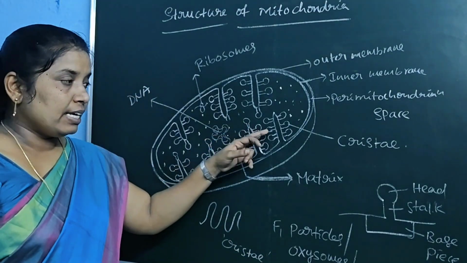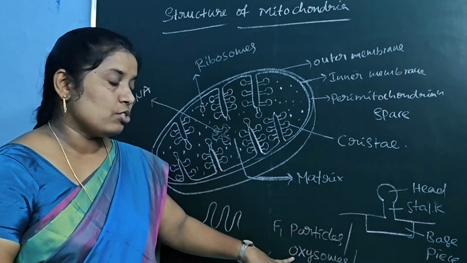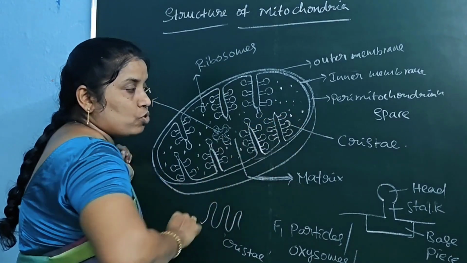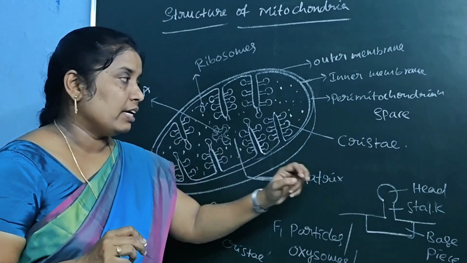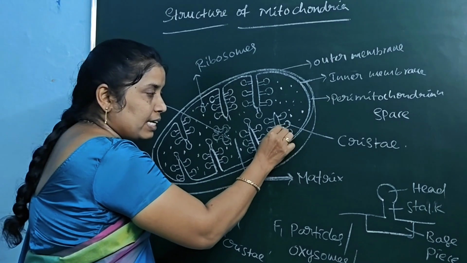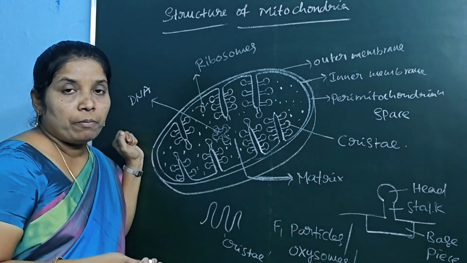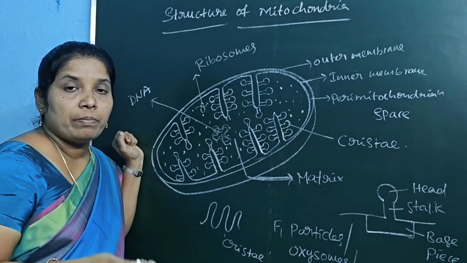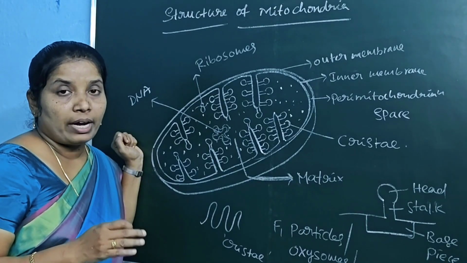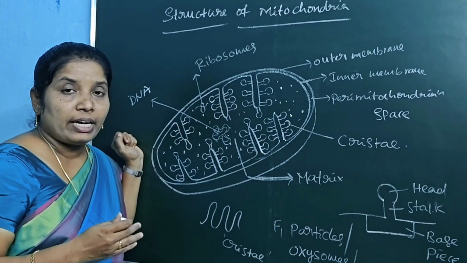Cristae contain special particles, which are the F1 particles, also called oxysomes or elementary particles. So these are the F1 particles. Each F1 particle has a head, stalk and base piece. The base piece gets embedded in the inner membrane. The outer membrane is permeable to all substances, whereas the inner membrane is selectively permeable to molecules like water, CO2 and O2. It does not allow the movement of protons into and outside.